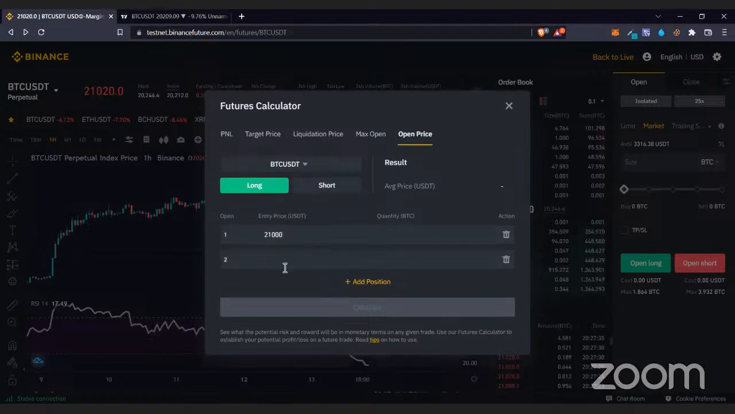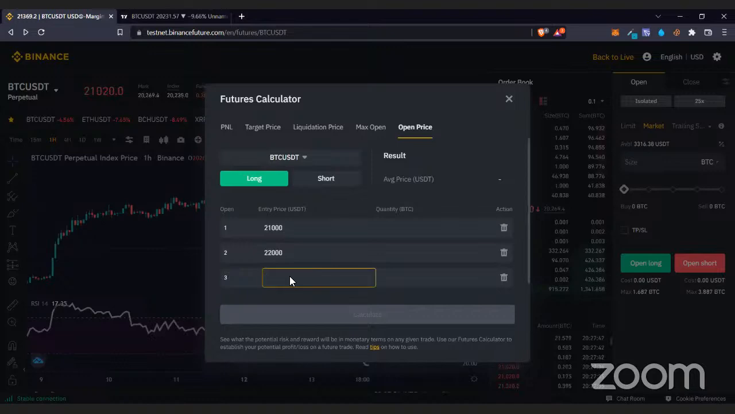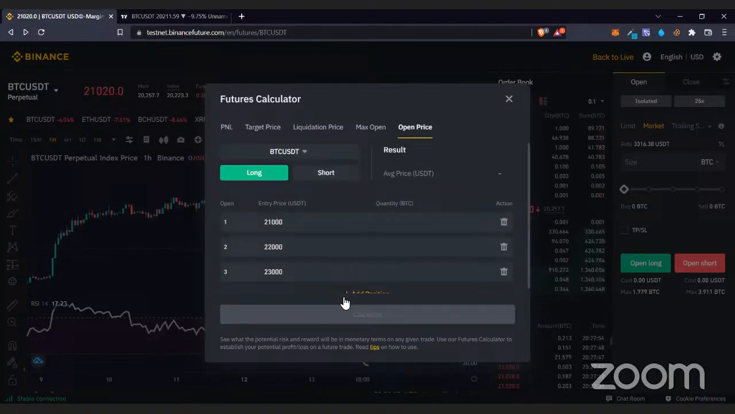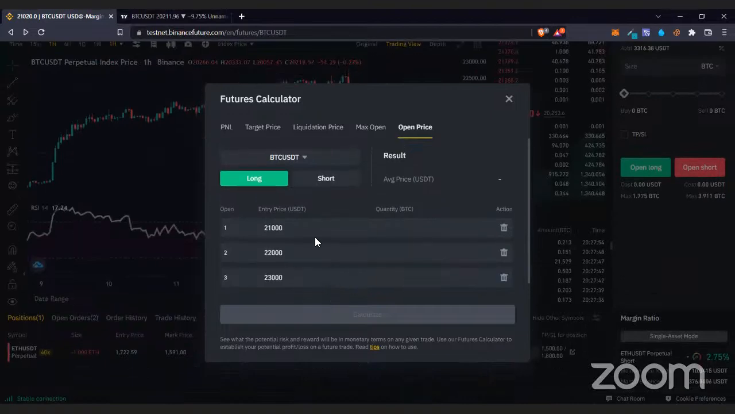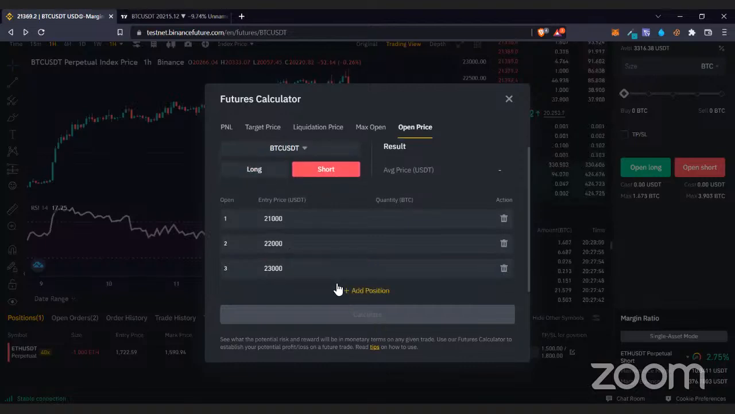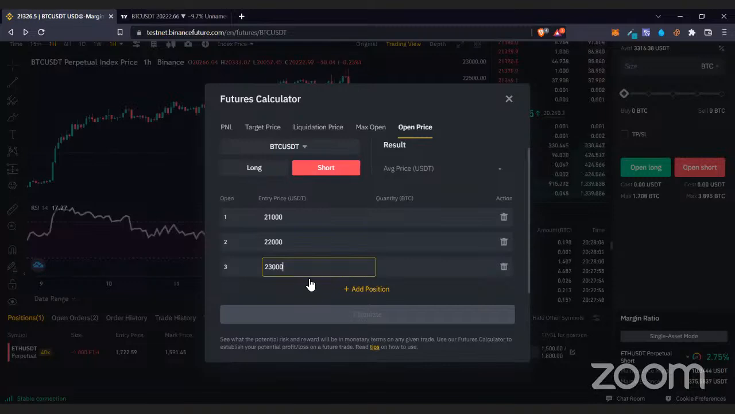And then, for the long position, let's say it gets to 22,000, I open another position, for instance. And then it gets to 23,000, I open another position. This is for long. Let me go with the short option. Okay, so for the first one, let me calculate for the long first before I go back to the short.